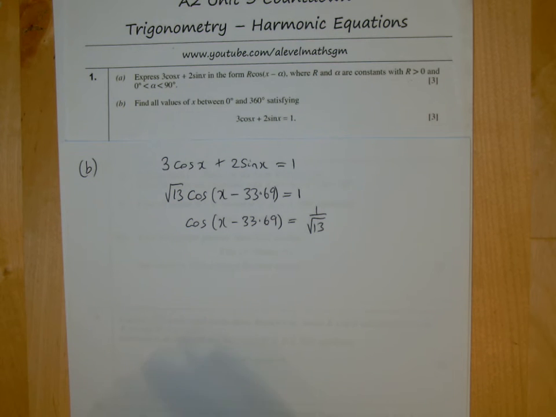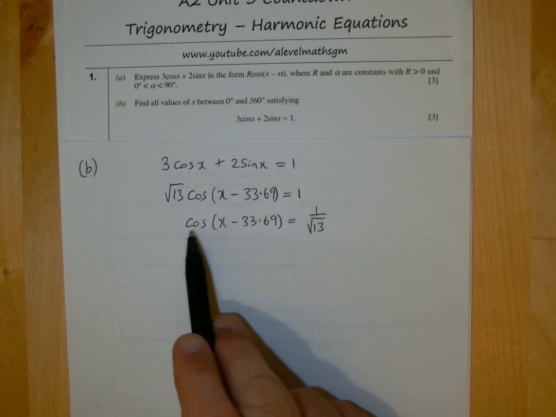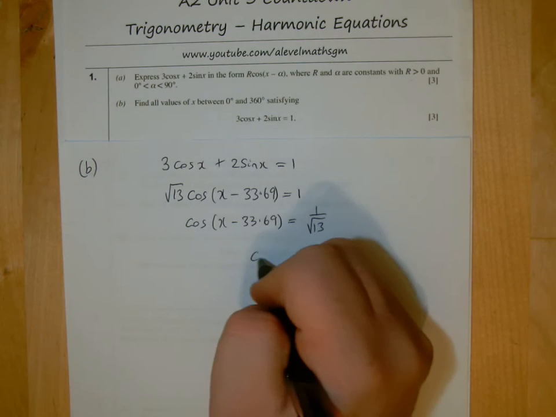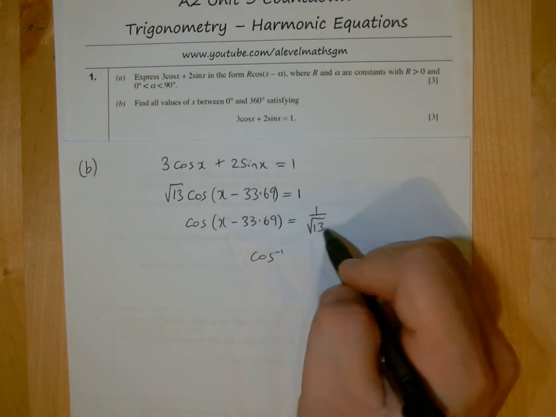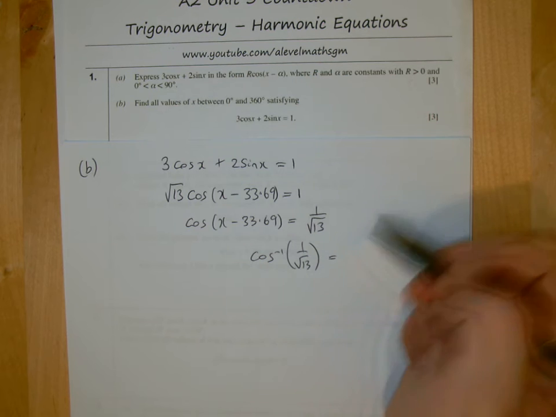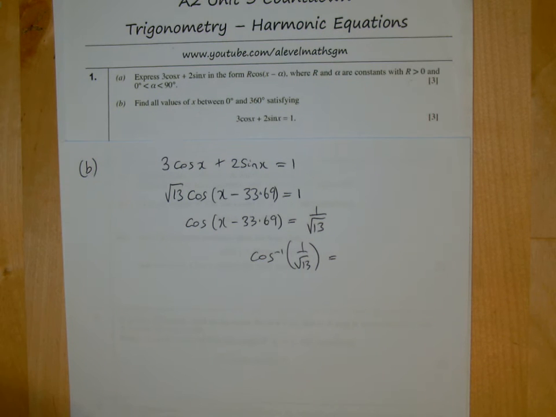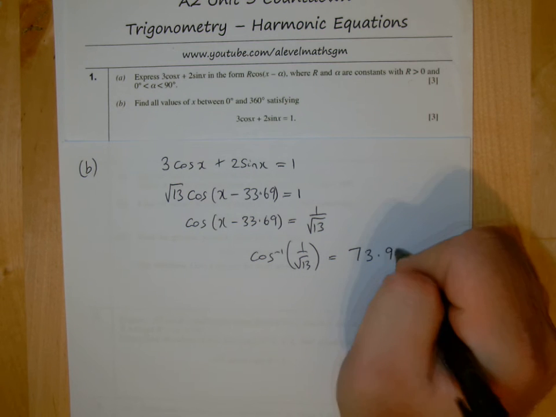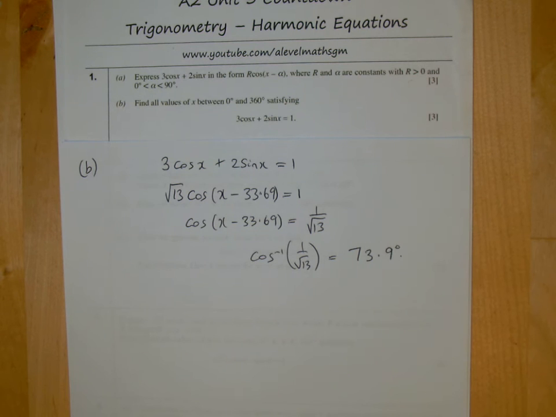You're then going to work out the angle, so you take the cos over to the other side. You can do cos to the minus 1 of 1 over root 13. So let's get the answer to that on my calculator. And I get 73.9 degrees, to 1 decimal place.